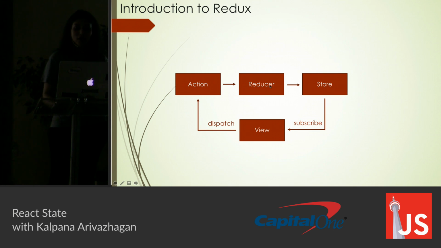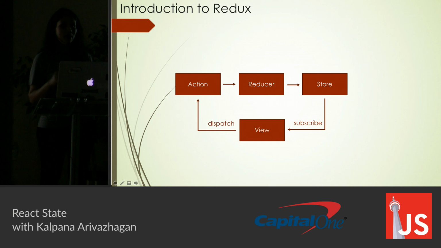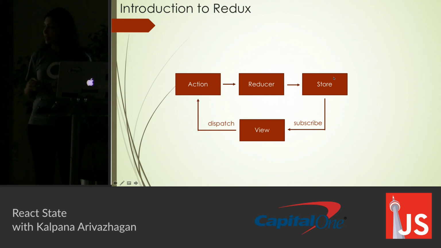And the reducer, upon seeing the action type, knows how exactly it has to change the data. So it's going to change the data, and it is going to return it to the store. The store will receive the new data, and it will update itself. And it will let all the views that are subscribed to it know that the application state has changed.